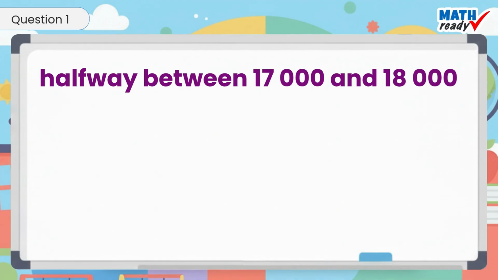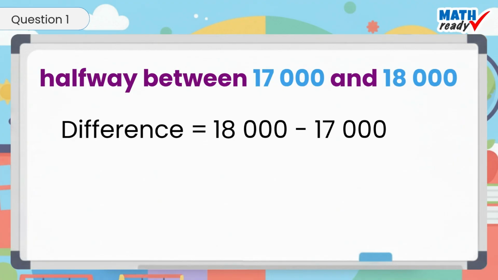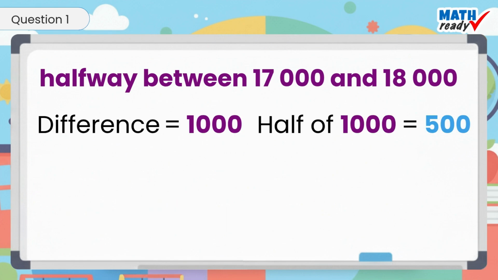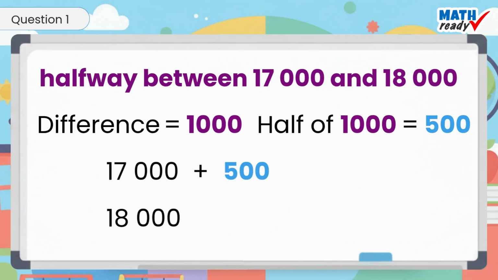What number is halfway between 17,000 and 18,000? First, look at the two numbers. We know that 17,000 and 18,000 are 1,000 apart. Half of 1,000 is 500. To find the number that is halfway between 17,000 and 18,000, we would either add 500 to 17,000 or subtract 500 from 18,000. Both of these will give us the same answer.